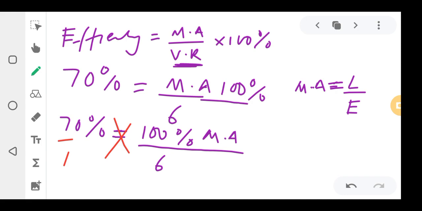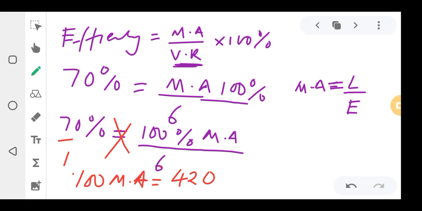For you to find MA, it will be 100 MA is equal to, what is 6 times 7? You need to know 6 times 7. These are simple things in mathematics. So you multiply 6 by 7, what are you going to get? 6 by 7 is supposed to give you 420. Okay?